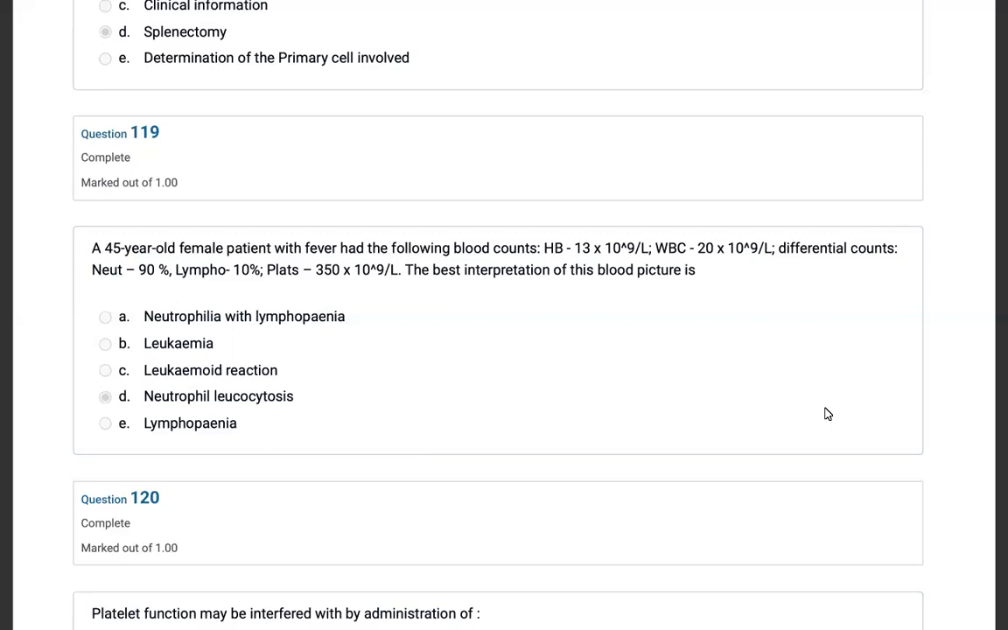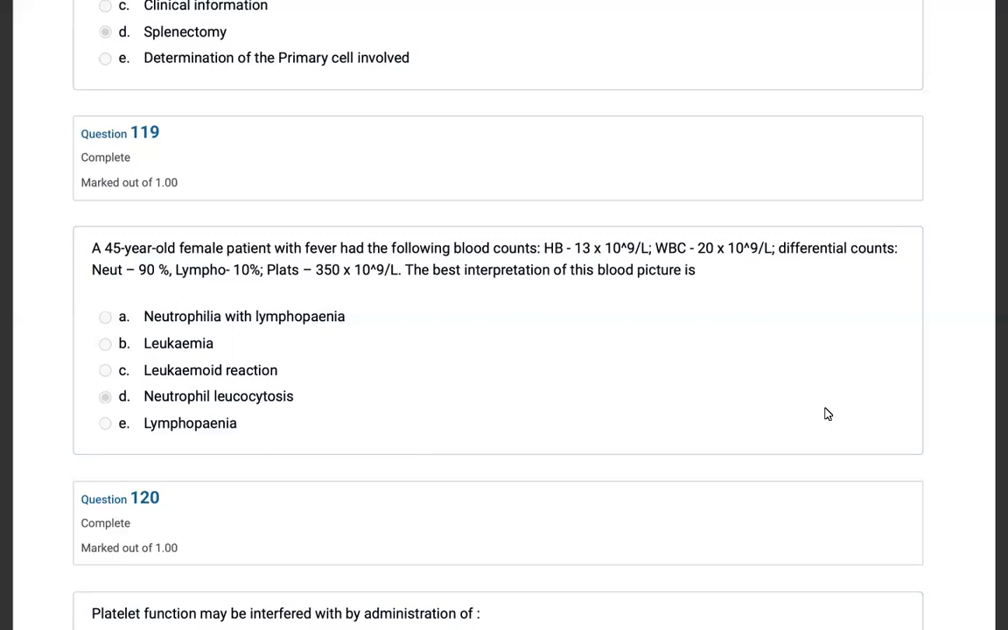That's really important. Why? 10% of 20 gives you 2 times 10 to the power 9, and for lymphocytes the normal range is 1.5 to 4.5. So really importantly, lymphocytes are normal. Neutrophils at 90% will be high. If you do 90% of 20, you get 18. So neutrophils are high.